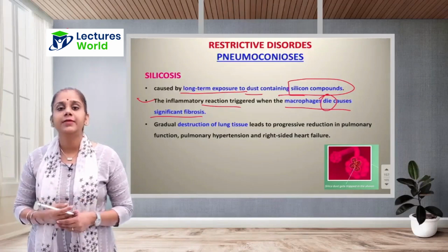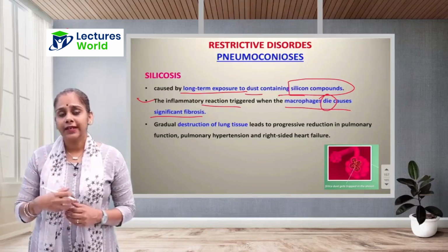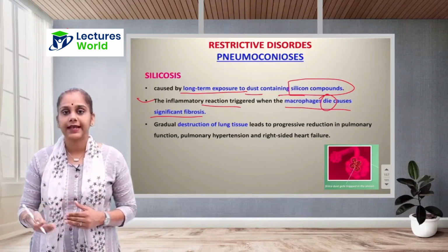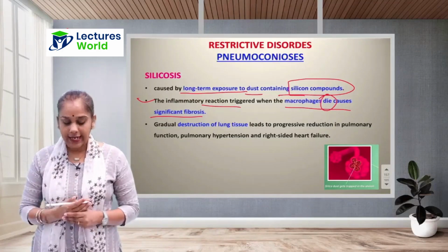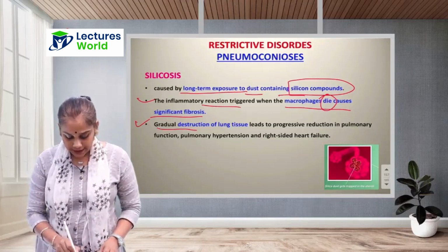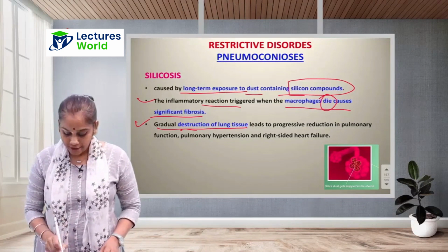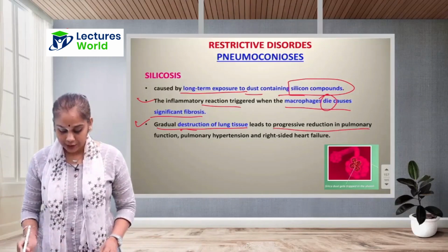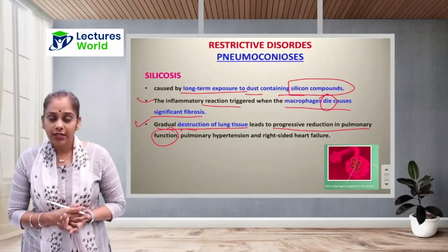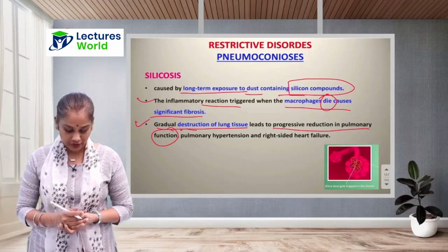So the macrophages die and do not perform their function; they do not kill the bacteria, virus, or foreign particles like dust entering the lungs, so these can cause infection. There will be gradual destruction of the lung tissue, which leads to a progressive reduction in pulmonary function. The lungs are not performing their proper, normal function.